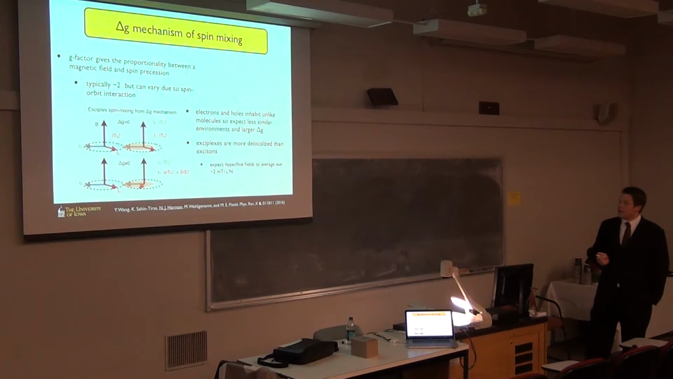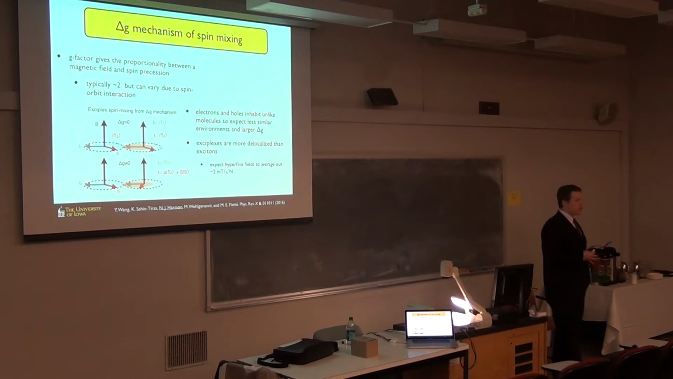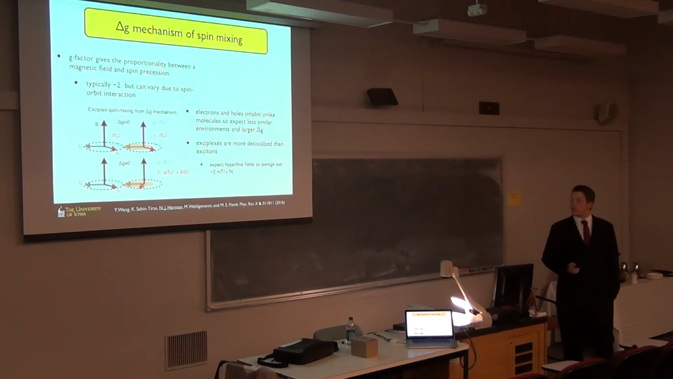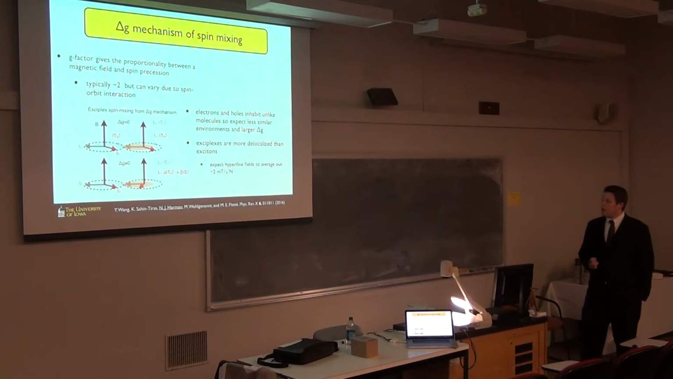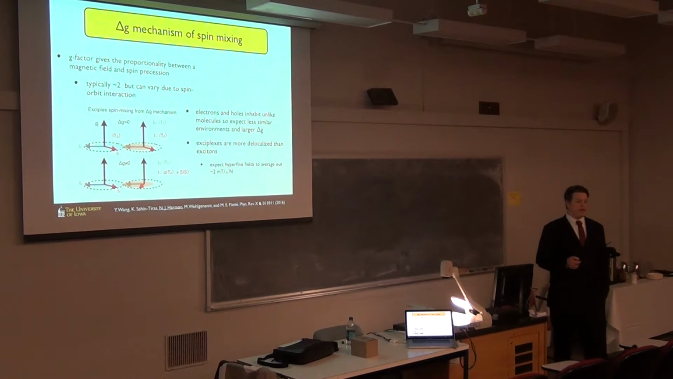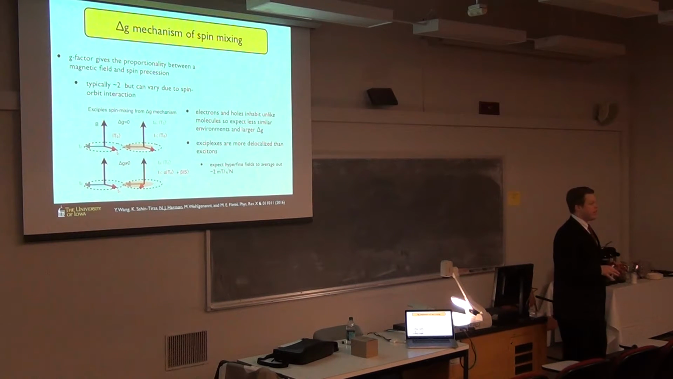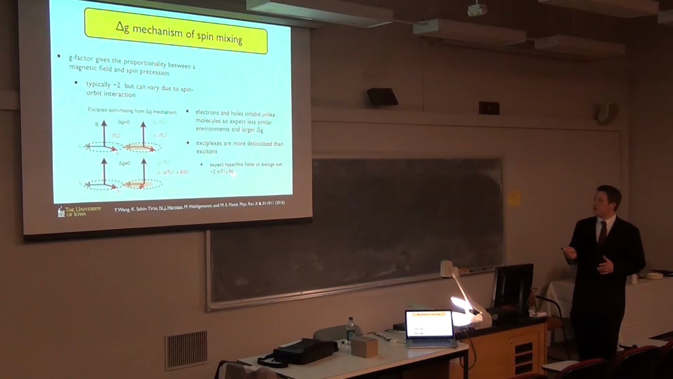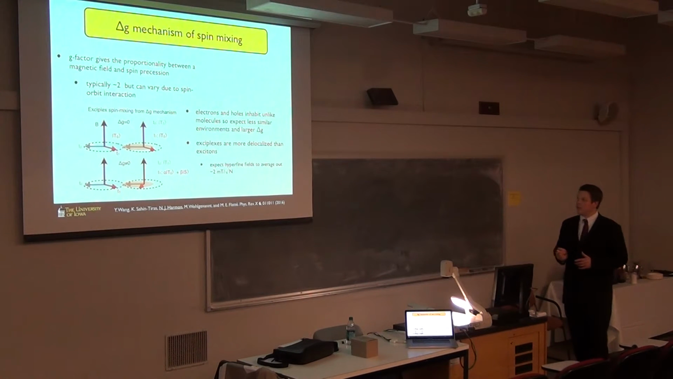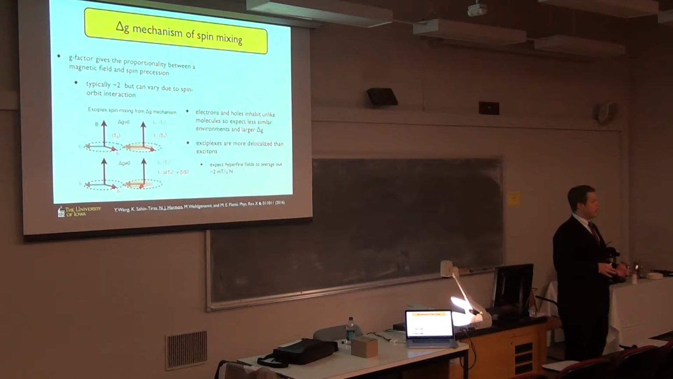Also, our electrons and holes are in different types of molecules, so you might expect more drastically different environments, so you might have a larger delta G. Also, exciplexes are more delocalized than excitons. So they're going to be spread out over more nuclei, and as you spread out over more nuclei, they're going to tend to average out, sort of as 1 over square root of N. So since they're spread out over more nuclei, you expect smaller hyperfine coupling.